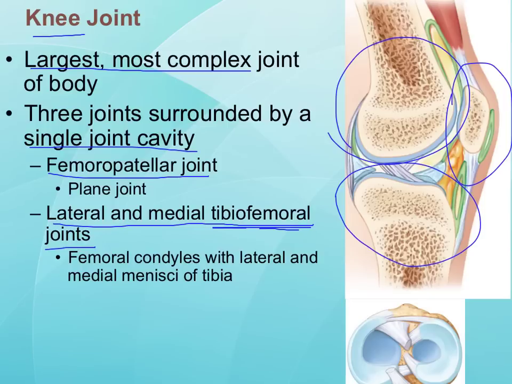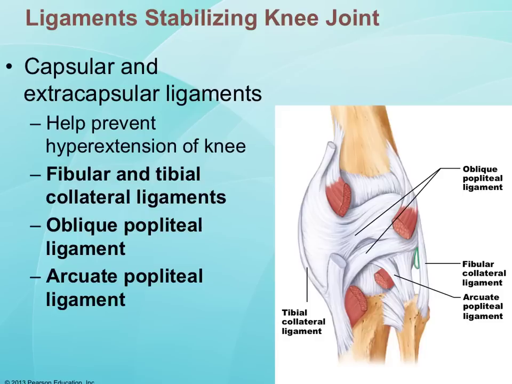The lateral and medial tibiofemoral joints are the joints between the femoral condyles and the lateral and medial menisci of the tibia. The knee is wrapped up and stabilized by capsular, extracapsular, and also intracapsular ligaments, which also prevent hyperextension.